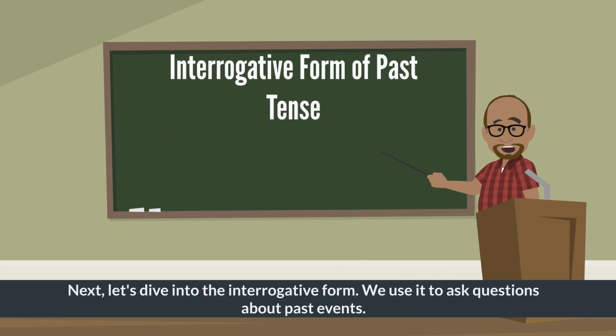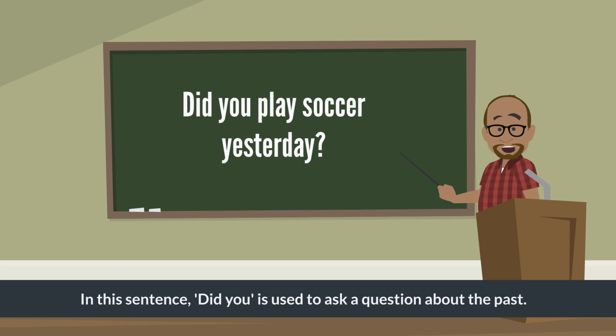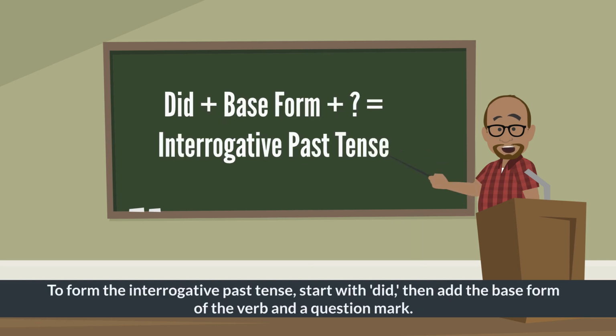Next, let's dive into the interrogative form. We use it to ask questions about past events. Did you play soccer yesterday? In this sentence, did you is used to ask a question about the past. To form the interrogative past tense, start with did, then add the base form of the verb and a question mark.